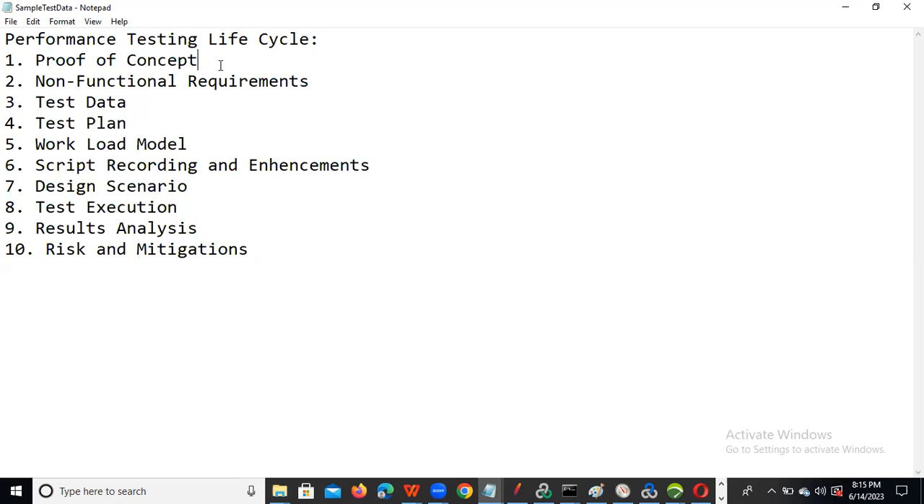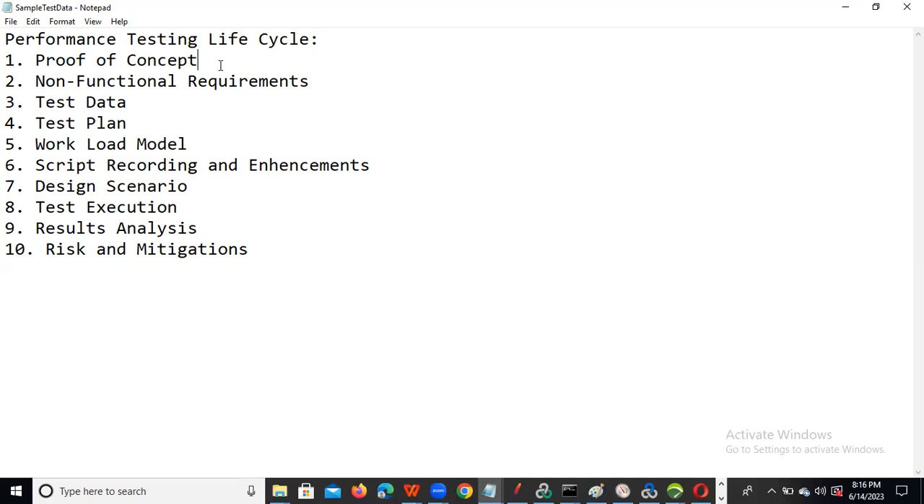What is the proof of concept? Yes, agreement document. Okay, so agreement document. Anyone, other one? Okay, then fine. So what does proof of concept mean?